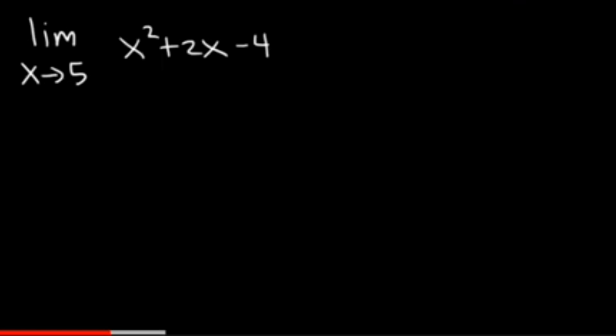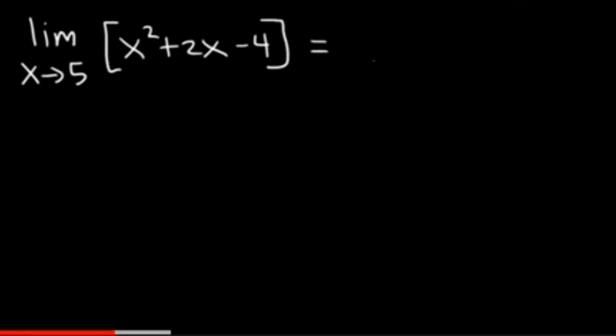Now let's look at another example. What is the limit as x approaches 5 of x squared plus 2x minus 4? Notice that we don't have a fraction. We're not going to get a 0 in the denominator. So for a question like this, you can use direct substitution.